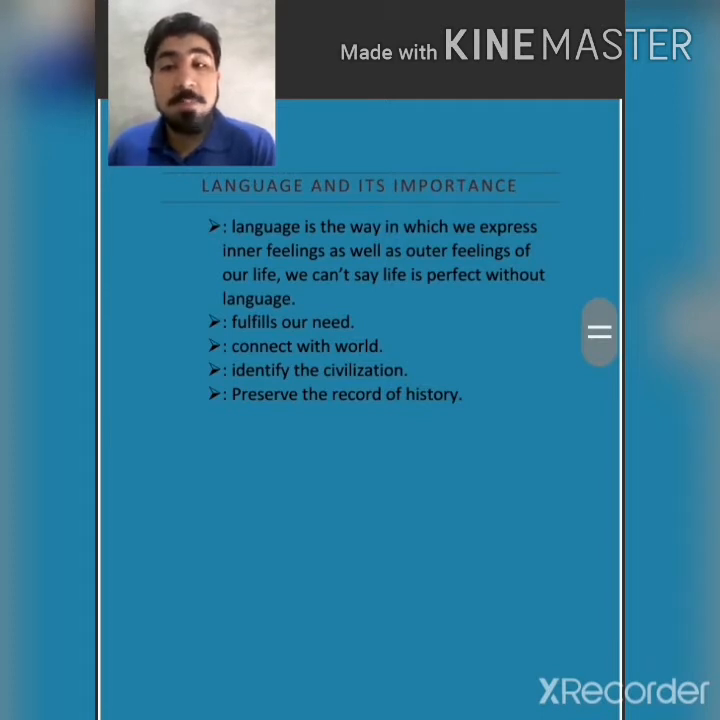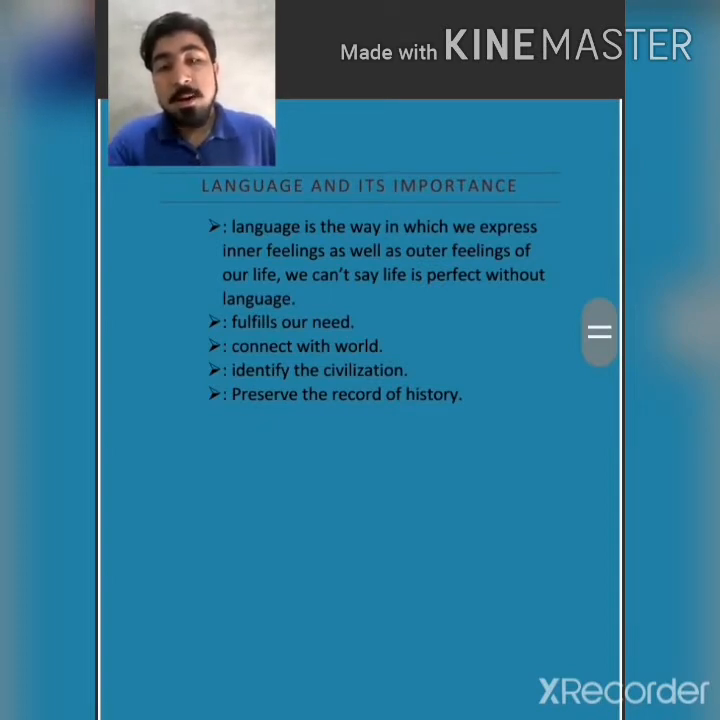So through language, people are known by their civilizations. For example, I am a Sindhi person, I am talking Sindhi. Most people know about me that this person belongs to Sindh, and that's why I speak the Sindhi language, and they will come to know about my culture and so on.